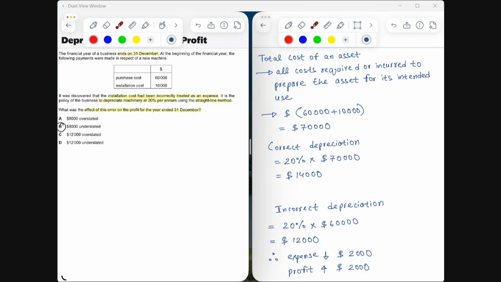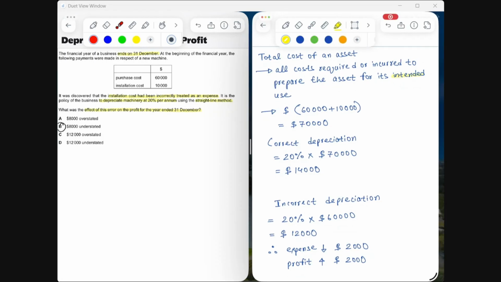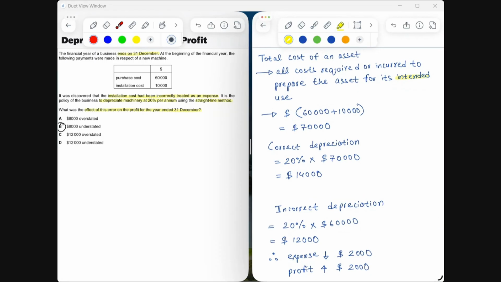So always know that the total cost of an asset is calculated by adding all the costs which are required or incurred to prepare the asset for its intended use. The key word here is intended. Now obviously, without installing the machine, you wouldn't be able to use the machine at all, right? So that is definitely necessary to prepare the asset for its main purpose in the business, okay? Therefore, the total cost of an asset in this case is derived by simply adding $60,000 with $10,000, which gives us $70,000.